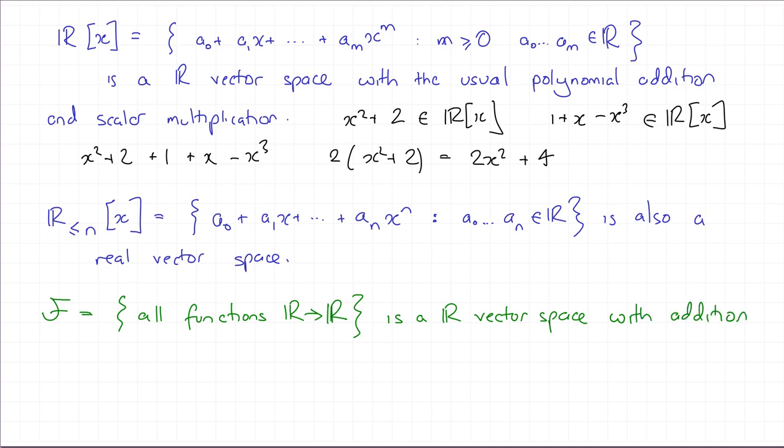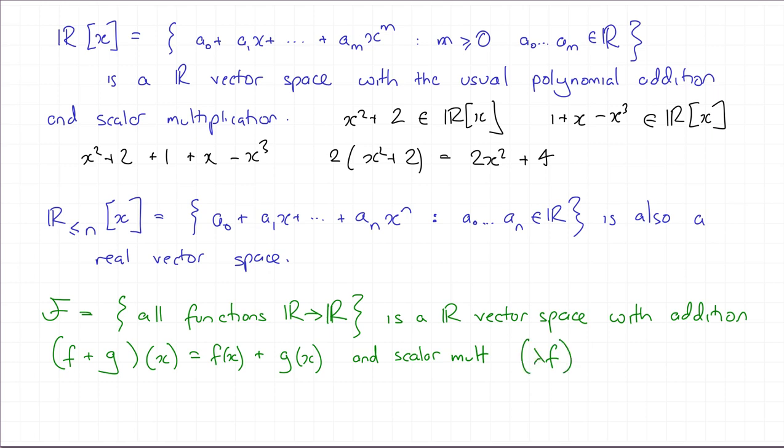Well, I have to define a way to add two functions. So I'm going to define, given two functions f and g, f plus g to be the function which takes x to f of x plus g of x. And I also have to say what the scalar multiplication is. So if you give me a function f and a real number lambda, I have to say what function lambda f is. So I just define it to be the function which sends a number x to lambda times f of x. Okay, and this is another legitimate real vector space.